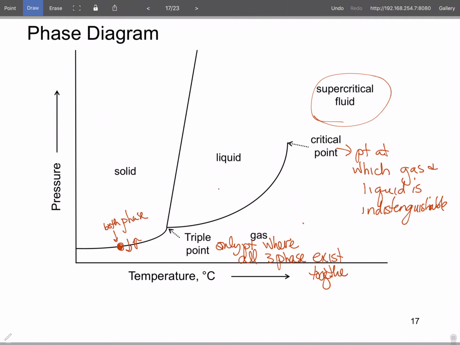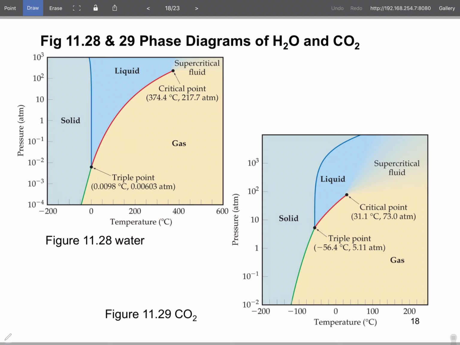Unlike the lines, where these are going back and forth between the two, if it's sitting on the line, it's sitting on both phases. Okay, and phase diagrams show a lot of information in a very short period of time. There's a variety of different ones. Notice this is for water, and this is water, and this is CO2.